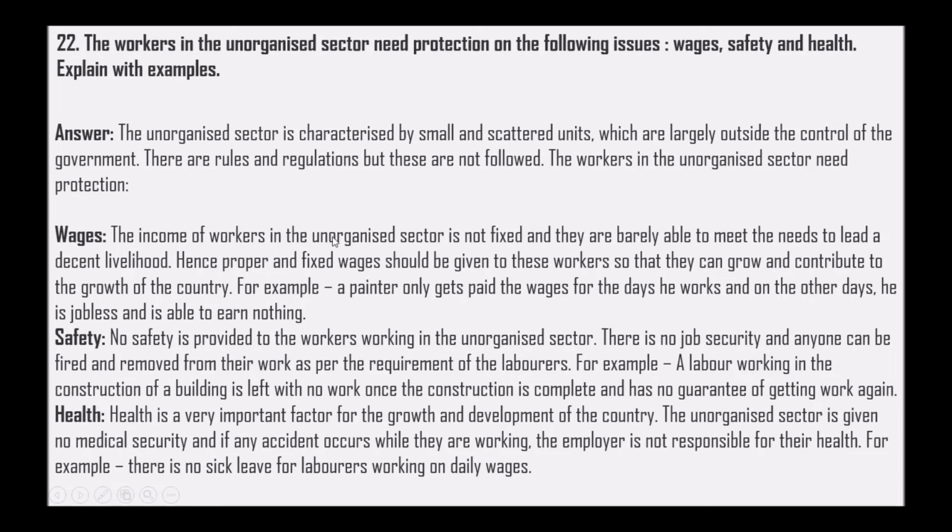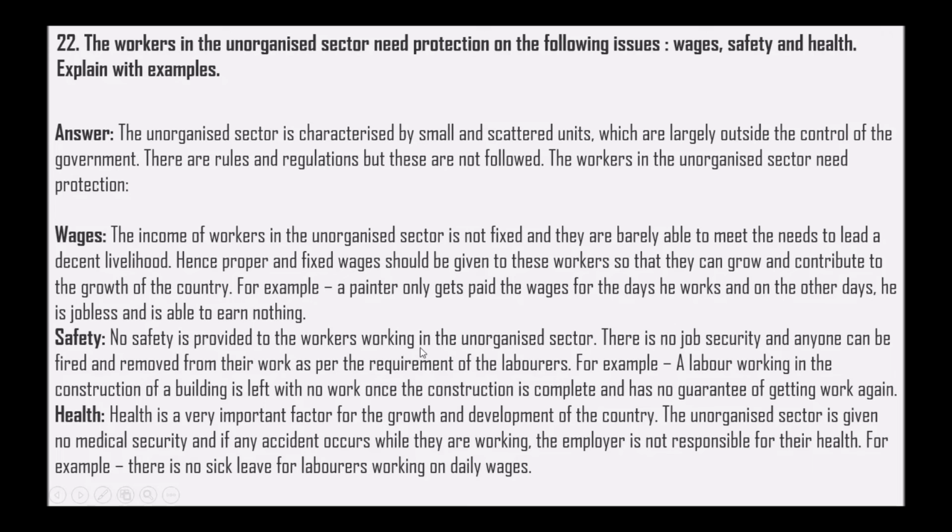Wages. The income of workers in the unorganized sector is not fixed, and they are barely able to meet the needs to lead a decent livelihood. Hence, proper and fixed wages should be given to these workers so that they can grow and contribute to the growth of a country. For example, a painter only gets paid the wages for the days he works, and on the other days he is jobless and is able to earn nothing.